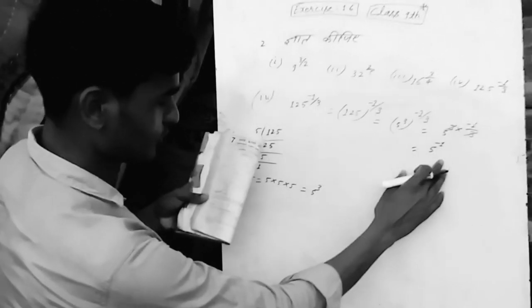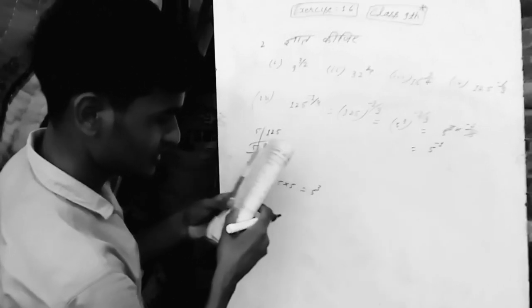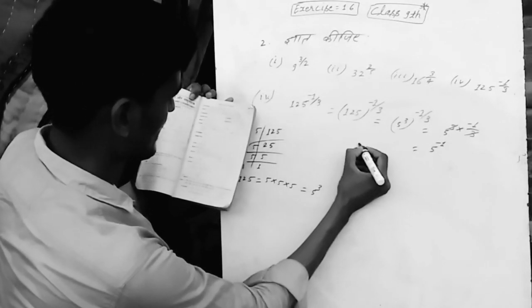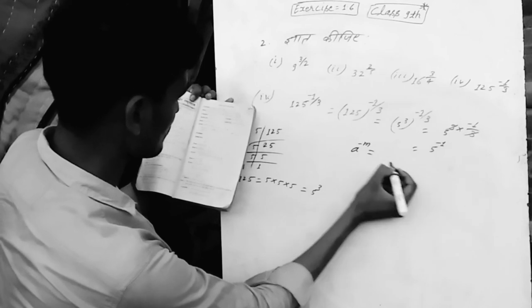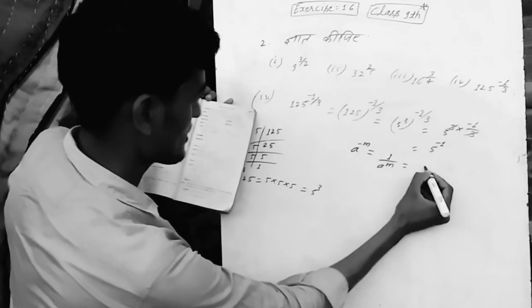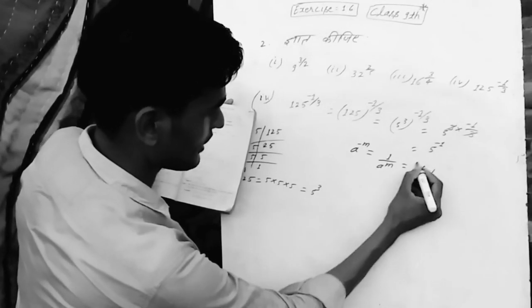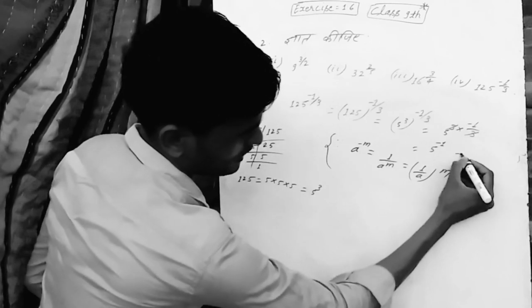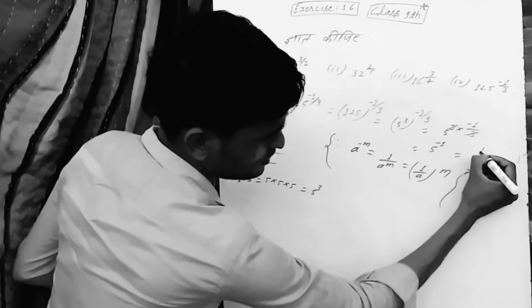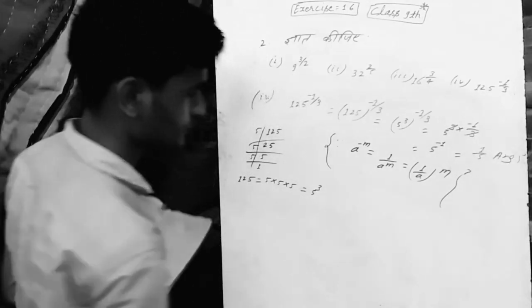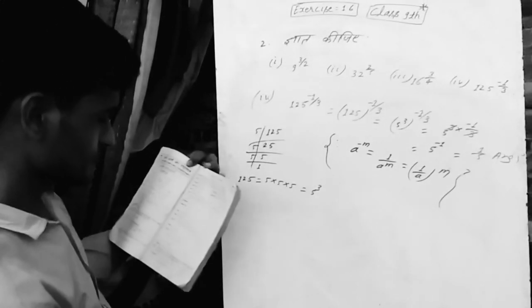Also there is a formula. Which type of formula you can see? I am writing. If any number a to the power minus m, we can also write 1 upon a to the power m. We apply this formula here, then we can write a to the power 5, answer. Any problem?